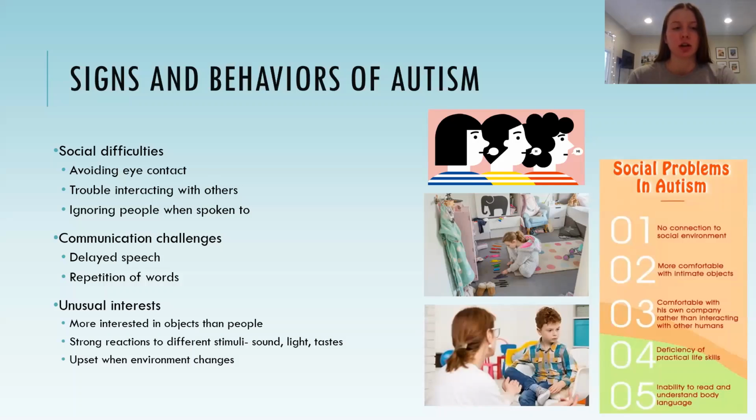Examples of challenges in communication in children with ASD involve delayed speech, being nonverbal, the repetition of words or phrases, and the absence of gestures when speaking. Behaviors of unusual interests may include being more interested in objects than in people, strong reactions to different stimuli, and becoming upset when there's a change in his or her routine or environment.